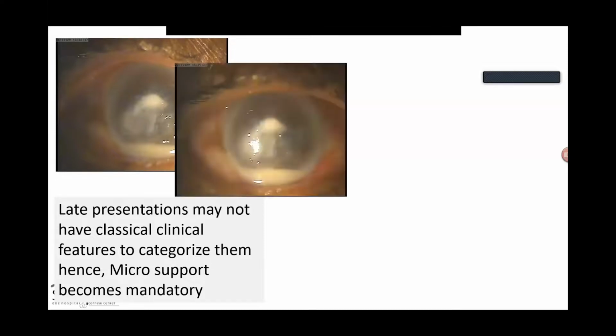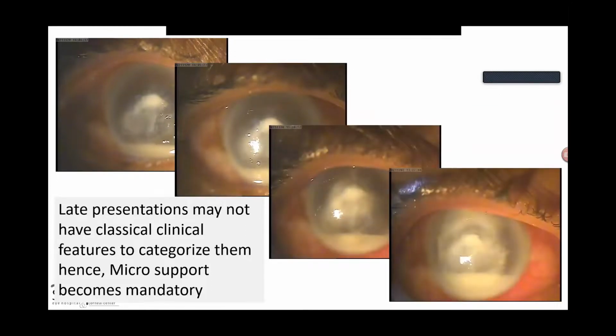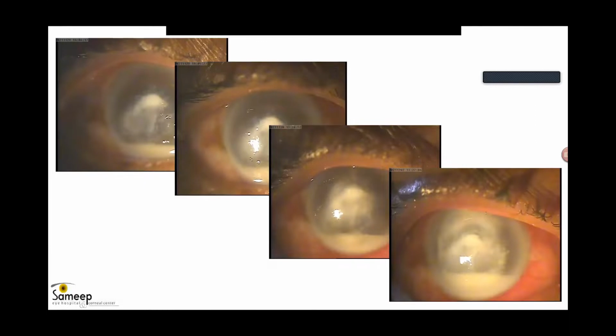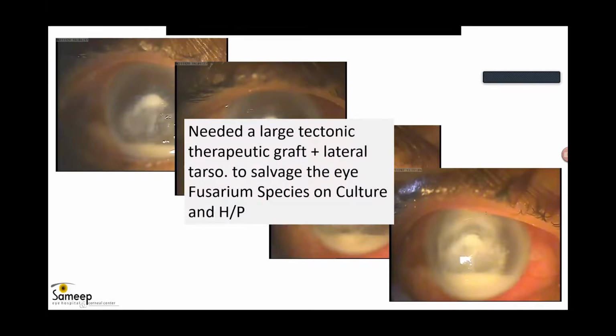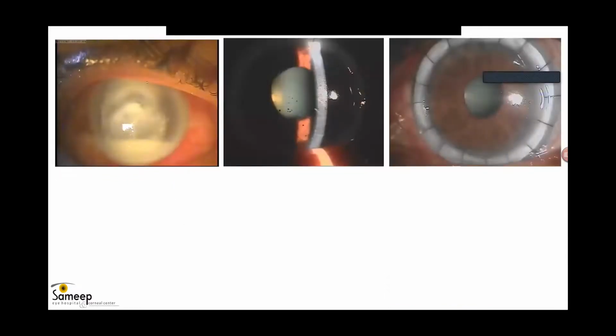Sometimes late presentations may not have classical clinical features to categorize them, and hence microbiological support becomes mandatory. This patient worsened in 2 days to this level, and despite microbiological workup and antifungal treatment, she turned out to be fungus positive. It went from this level to this level within a couple of days to 1 week. So she needed a large tectonic therapeutic graft and left lateral tarsorrhaphy to salvage the eye, and it turned out to be a Fusarium species on culture and histopathology. Prior to presentation to us, he was treated for 1 month. So this is the ultimate result of the ulcer.